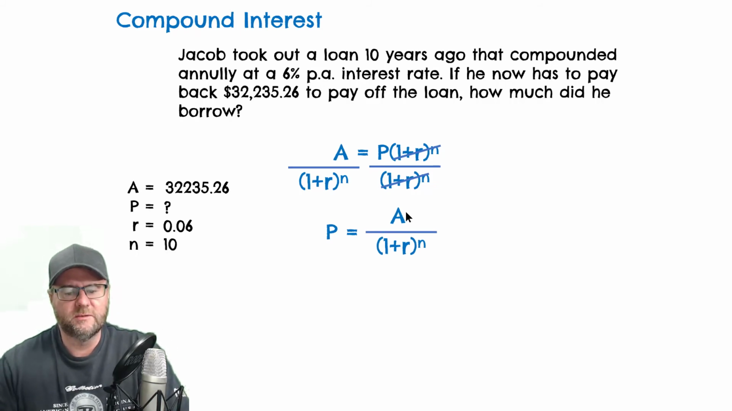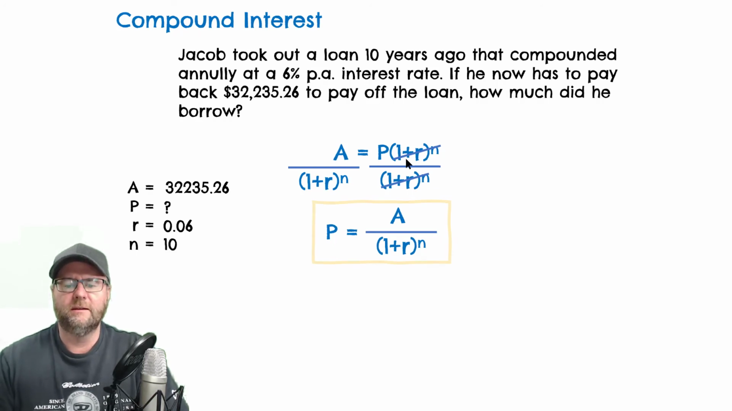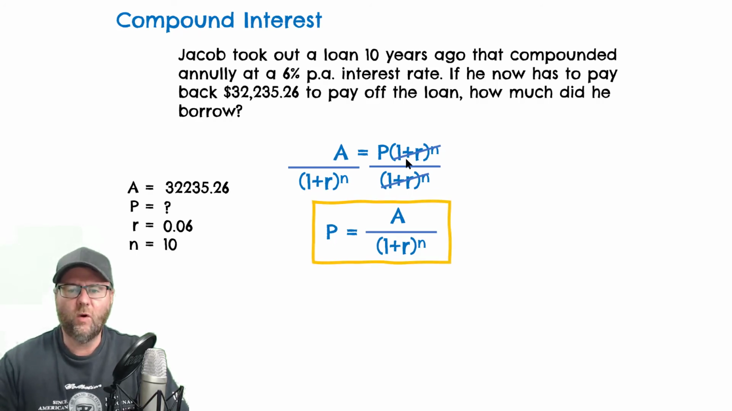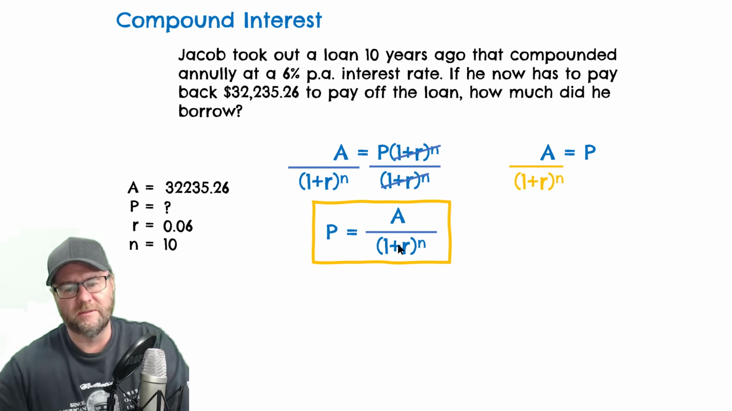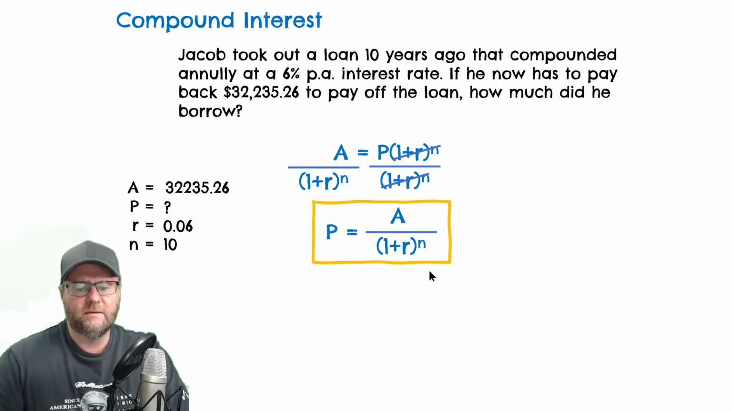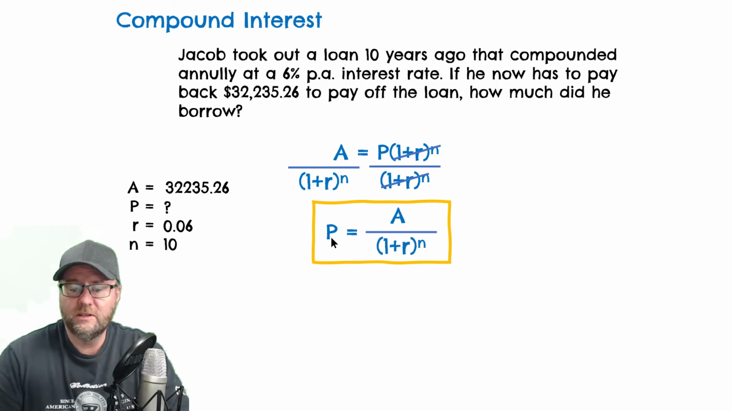Now, if your algebra skills are a bit rusty, have a bit of a practice, or you can try this little trick. Basically, all I did, just off to the side here, was take this piece, all the bit that wasn't the P, and drag it underneath the A on the other side, and I end up with this exact same formula. So it's just a little bit of a visual shortcut. You can use whatever, but this is now what we need because we're trying to work out the principal.